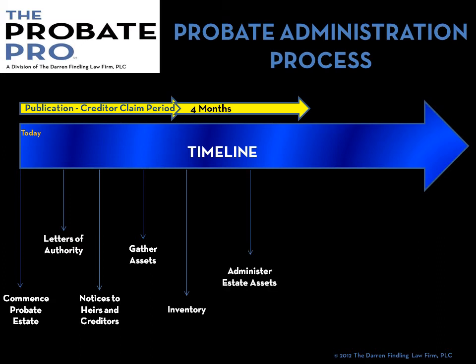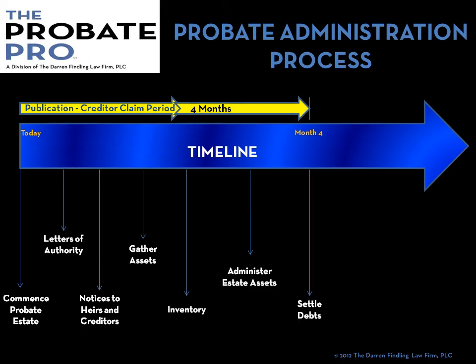As part of the duties of the personal representative, they have to administer the estate assets. That could include things such as selling real estate, liquidating bank accounts, and just gathering all of the estate assets to ensure that they can be appropriately distributed at the conclusion.